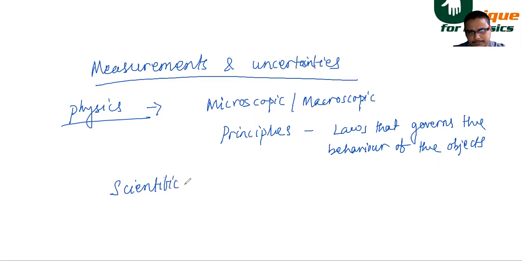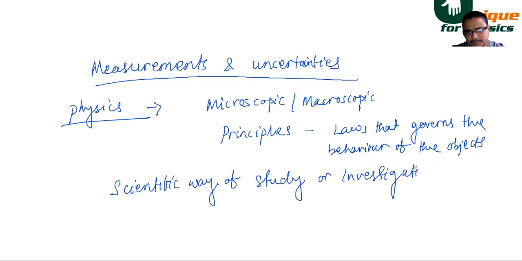Scientific way of study or investigation. When we say scientific way of study or investigation, you have to follow the scientific steps for studying any particular event. So what are the scientific steps? The first is the observation, so continuous observation of an event.